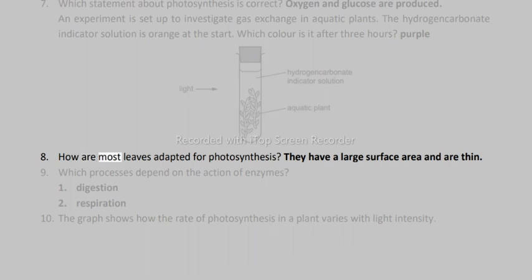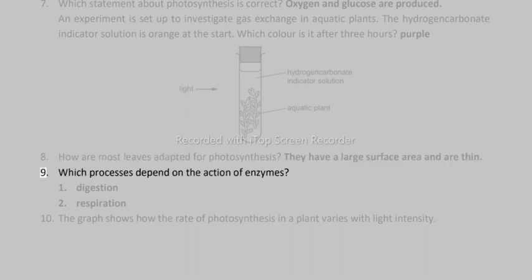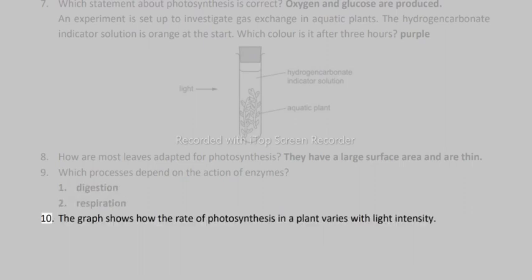8. How are most leaves adapted for photosynthesis? They have a large surface area and are thin. 9. Which processes depend on the action of enzymes? 1. Digestion. 2. Respiration. 10. The graph shows how the rate of photosynthesis in a plant varies with light intensity.